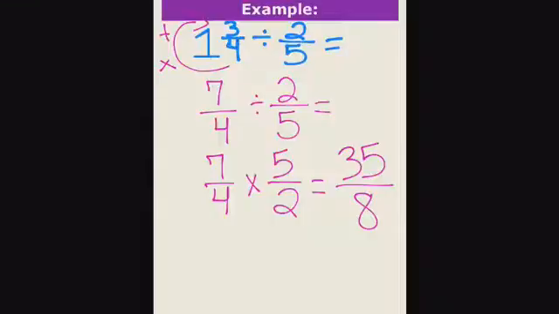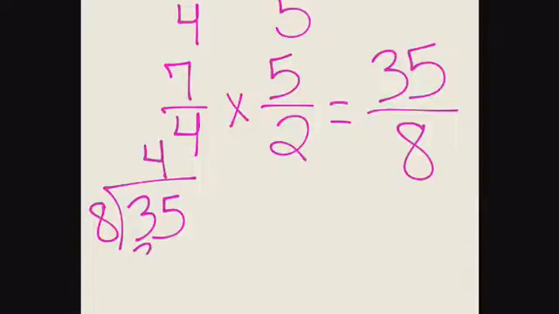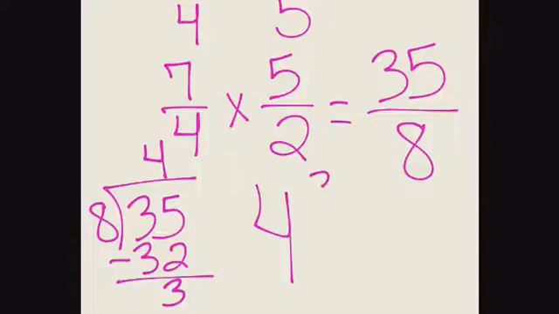And if you want to, you can change that improper fraction to a mixed number. Just remember that it's the same answer. Remember, to change an improper fraction to a mixed number, we need to divide. 35 divided by 8. 8 goes into 35 a total of 4 times. 8 times 4 is 32. 35 minus 32 is 3. So we get a mixed number of 4 3/8.